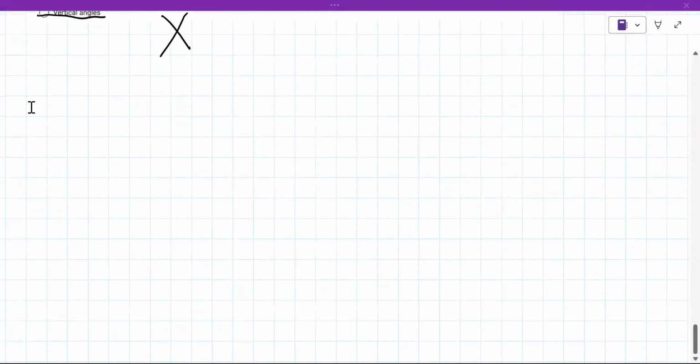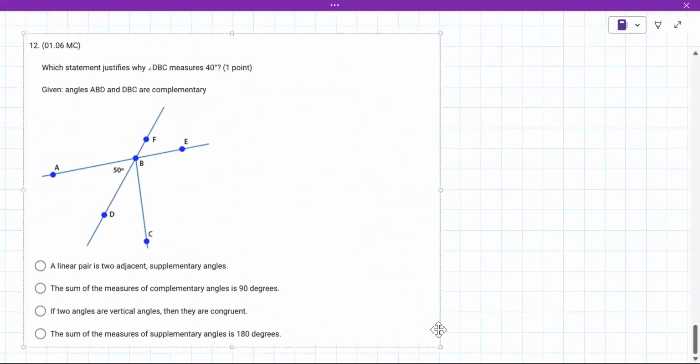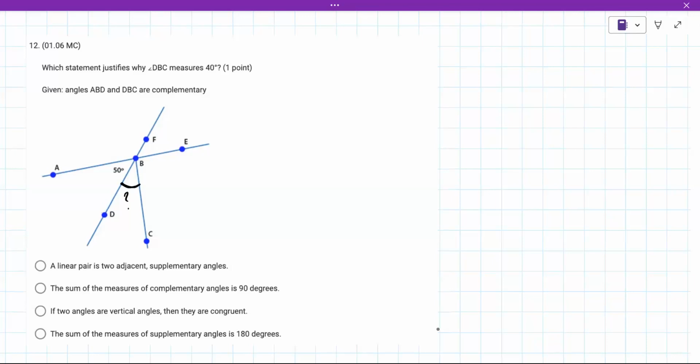Okay, this looks somewhat familiar, meaning I think we've done something like this. Don't know if it's exactly this. So which statement justifies why the measure of angle DBC, so D to B to C, this one right here, that's the one we're interested in, measures 40, given angles ABD and DBC are complementary. Well, that's saying that 50 plus 40 equals 90 because they are complementary. So we're looking for something that says that the two angle measures must add up to 90 degrees. Looks like that one there.